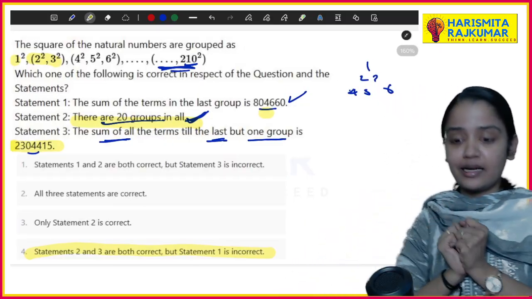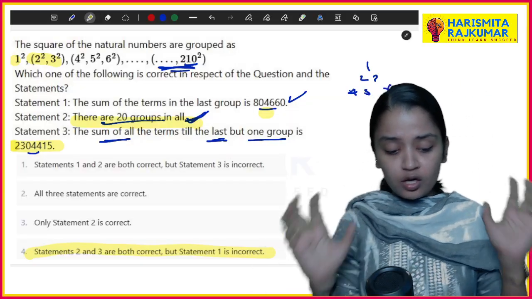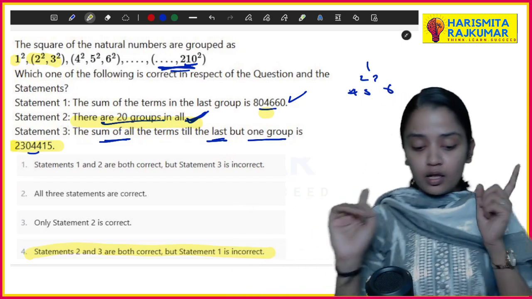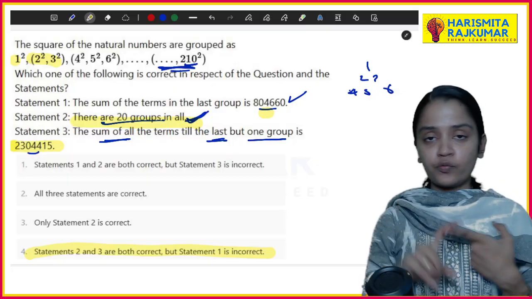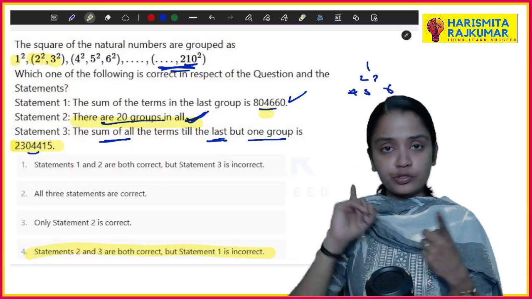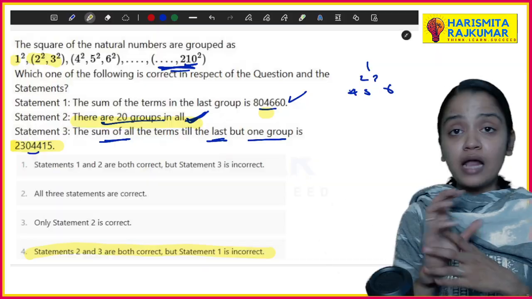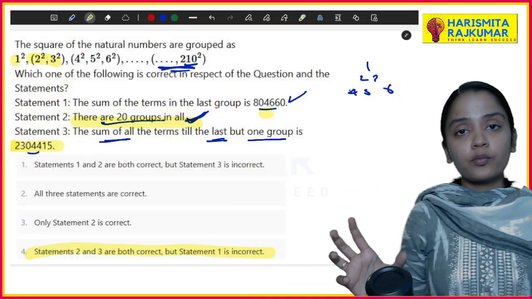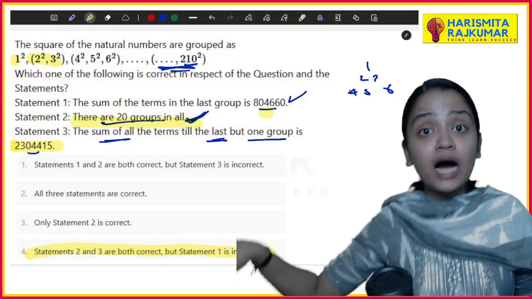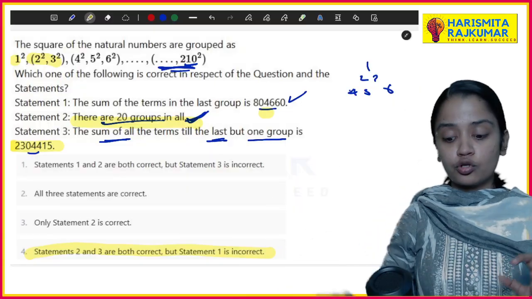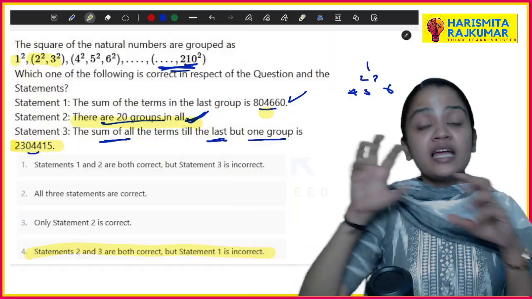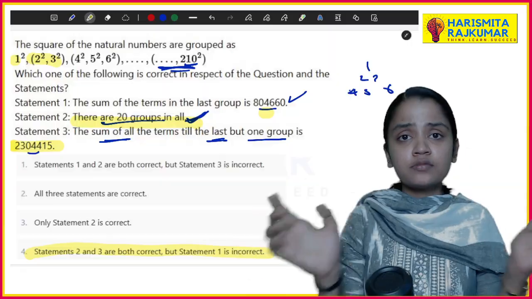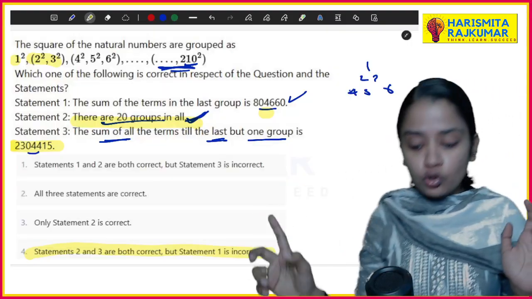If you're not understanding this question, let me quickly recall. What is the question? First, they asked you to find the total number of groups. That is your statement 2. We have to find the total number of groups to get this. Then the sum of the last terms. Only when you get the total number of groups will you get the total number of terms of the last group. So 210 is the last number, and from it you have to get 20 terms, which is from 191 to 210.